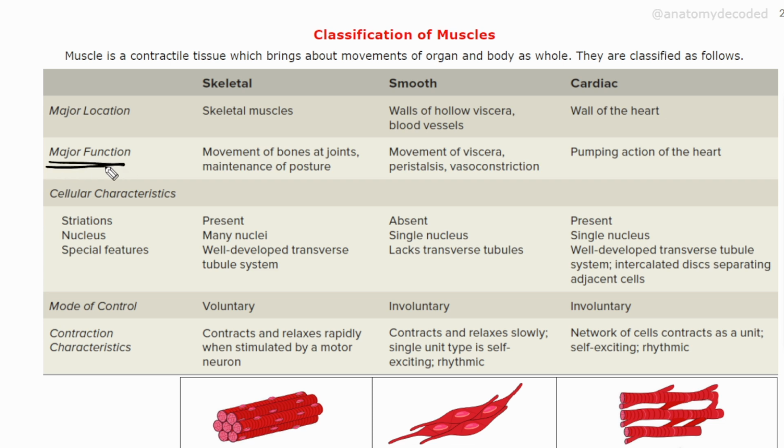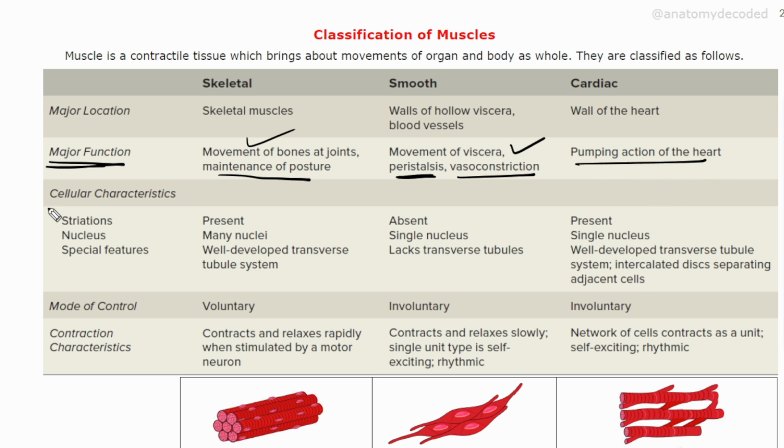And what are the major functions? Skeletal muscle is for movement of the bones at the joints as well as maintenance of the posture. Smooth muscles are in the wall of the organ, so they will cause movement of the viscera. Peristalsis is a contraction in the wall of the intestine. Okay, vasoconstriction can occur in the blood vessels. The walls of the blood vessels have smooth muscles. Cardiac muscle will cause the pumping action of the heart.